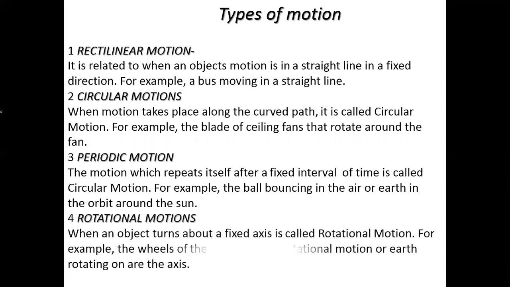Fourth, rotational motion. When an object turns about a fixed axis, it is called rotational motion. For example, the wheels of a car move in a rotational motion, or the earth rotating on its axis.